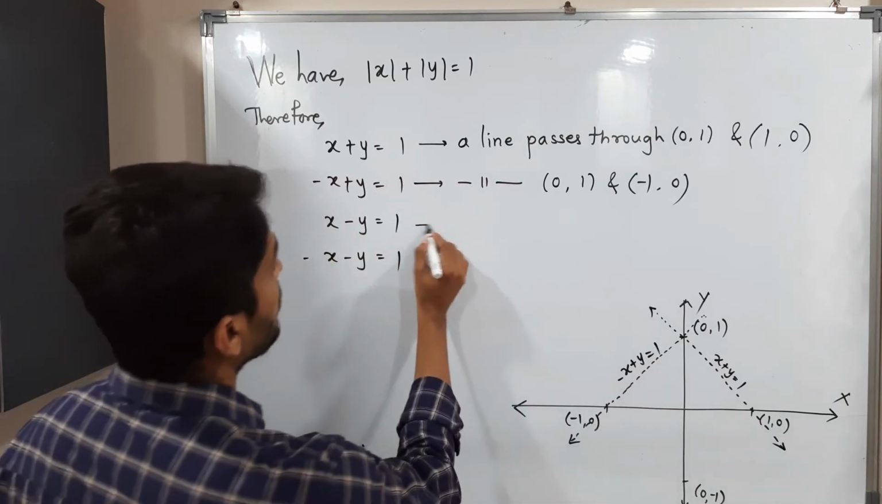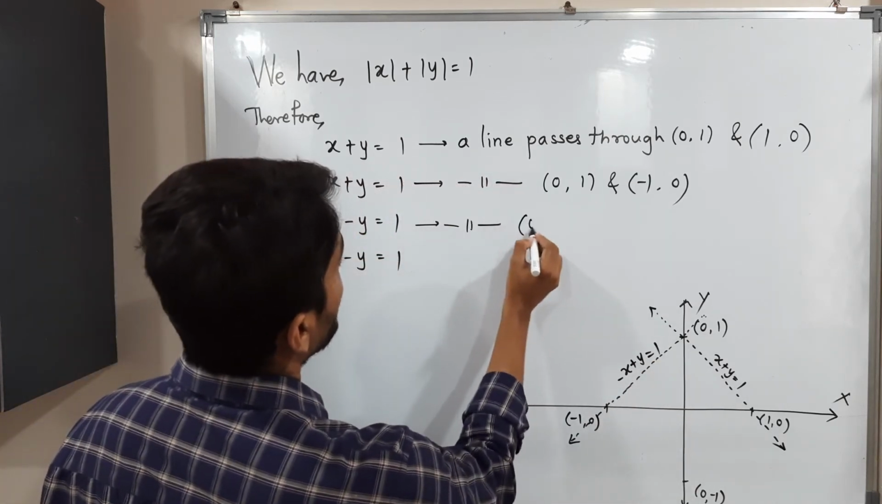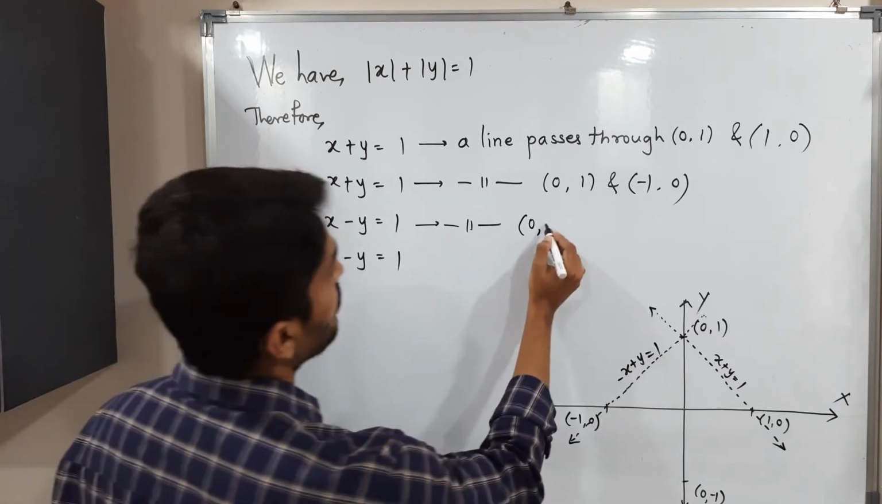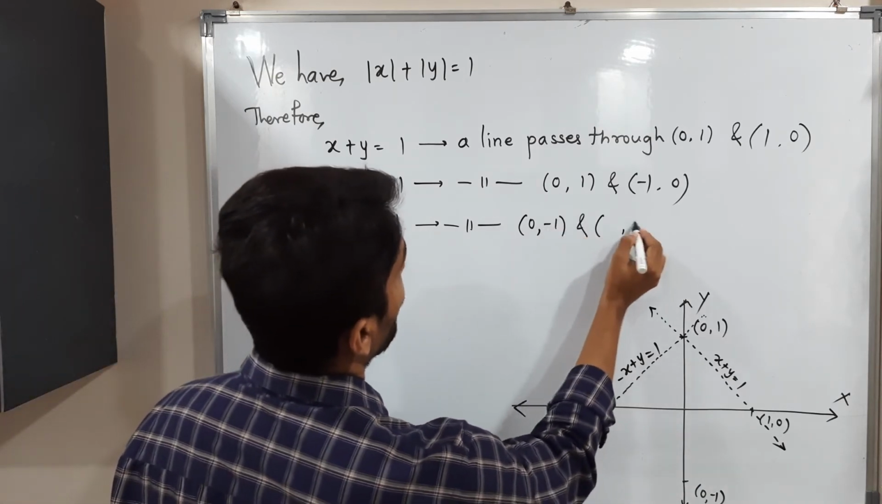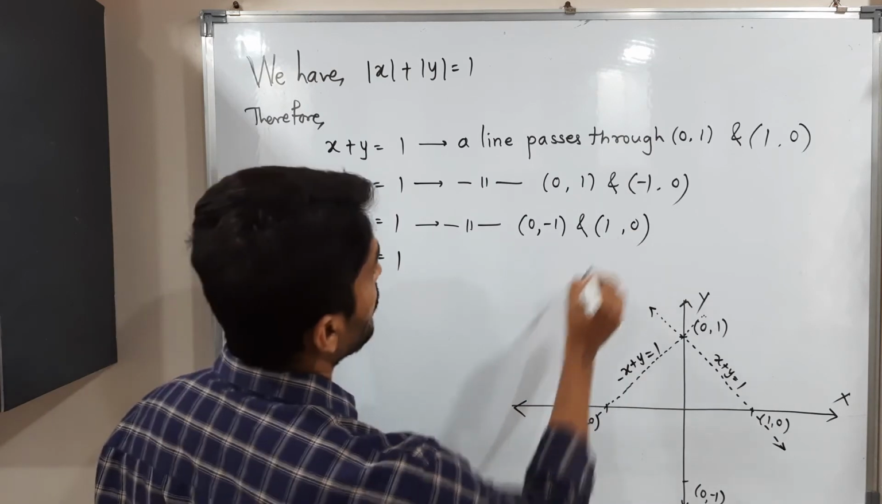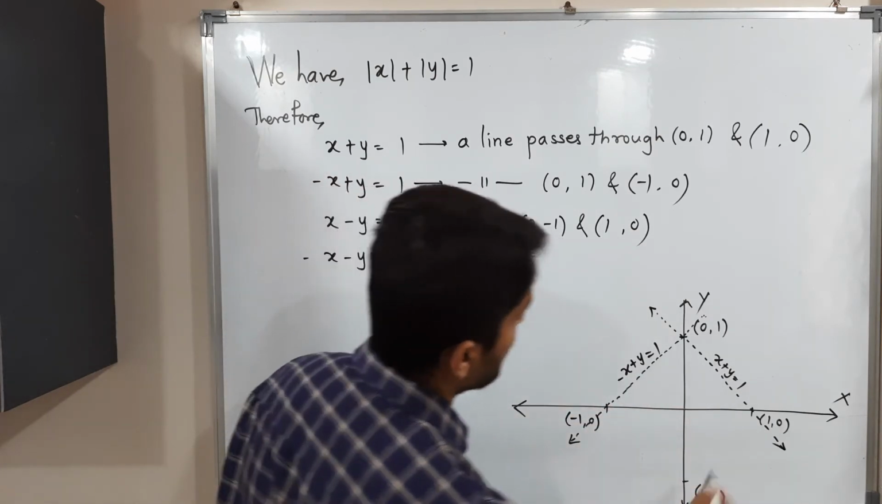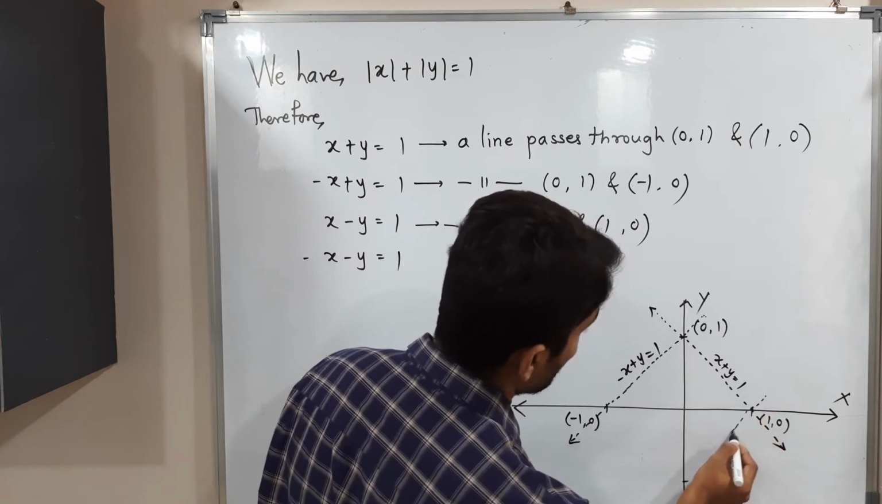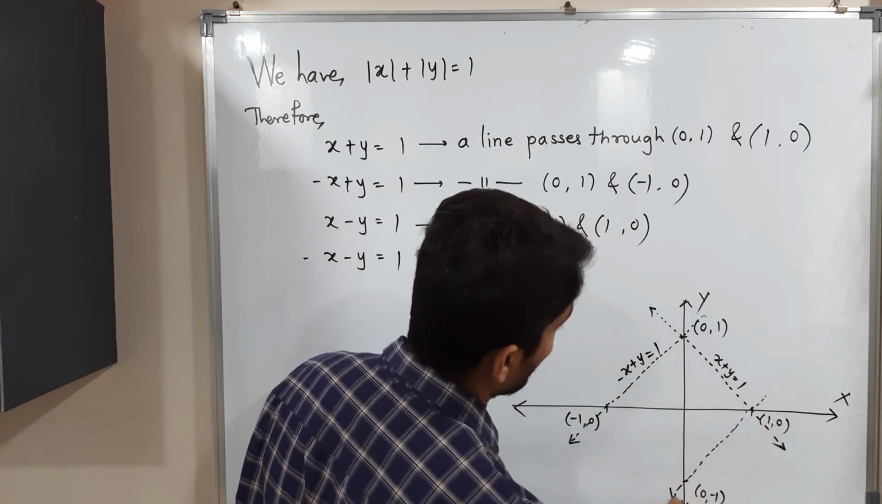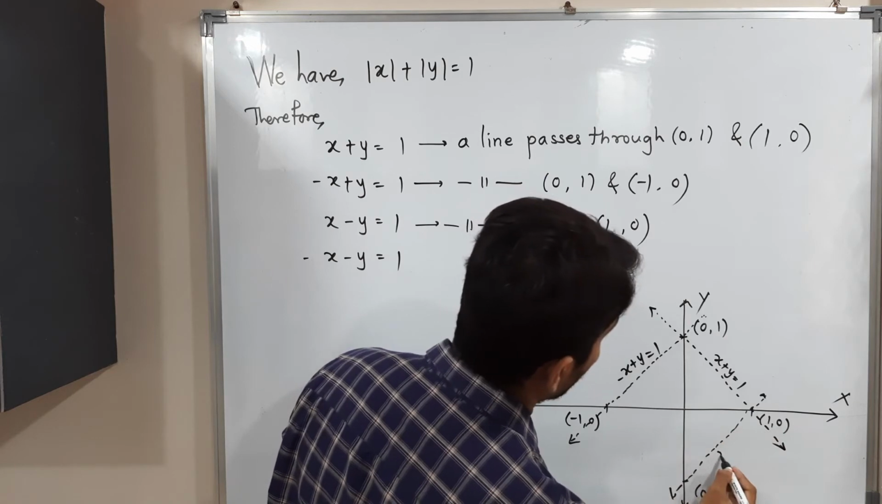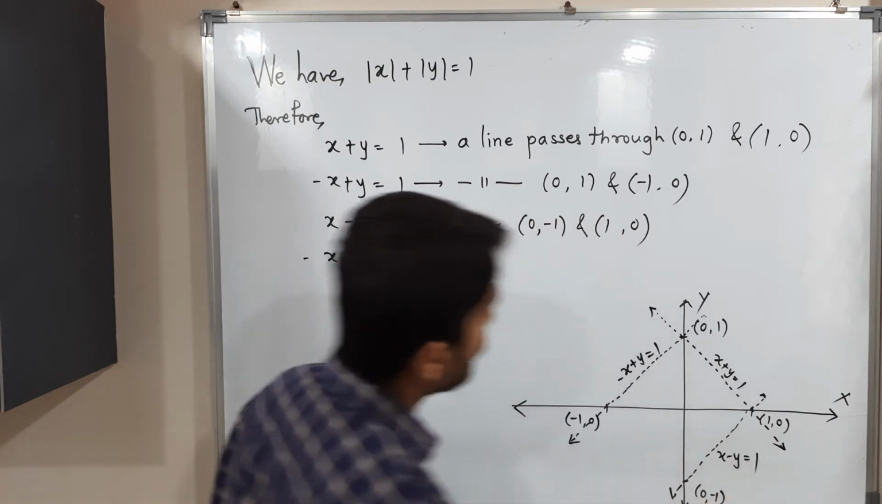Third line. Putting x is equal to 0, so y is equal to minus 1. And if you put y is equal to 0, x is equal to 1. So it passes through 0 comma minus 1 and 1 comma 0. So this is our third line. What is its equation? I will write here, x minus y is equal to 1.